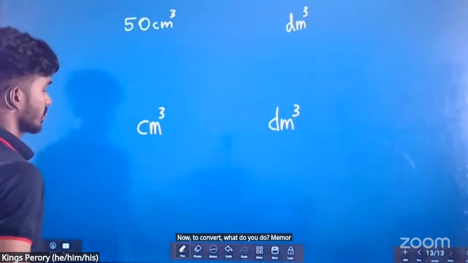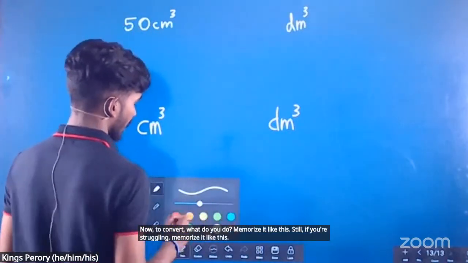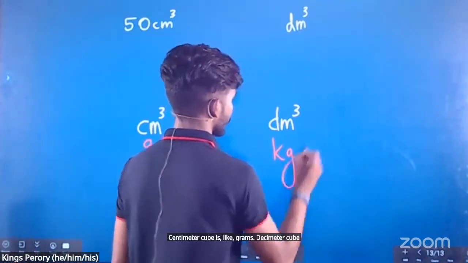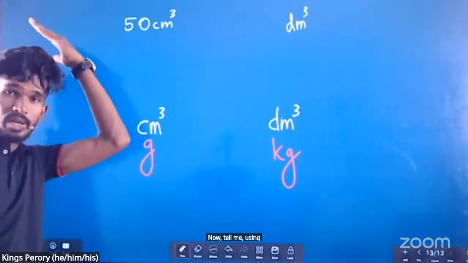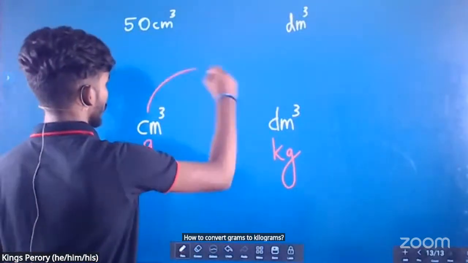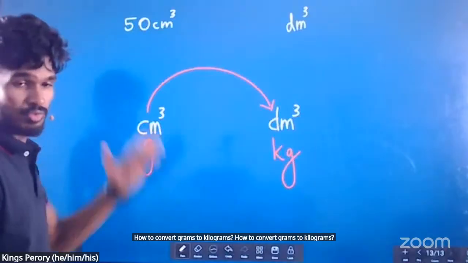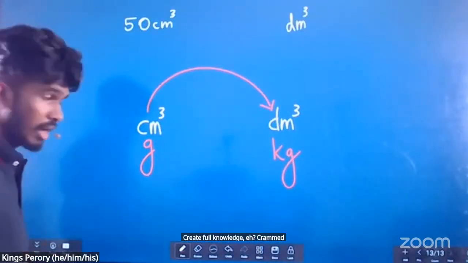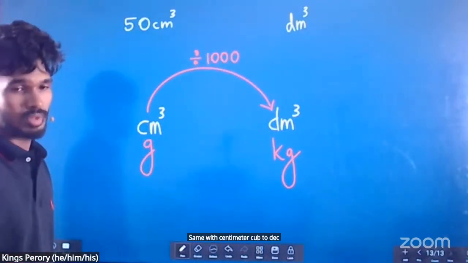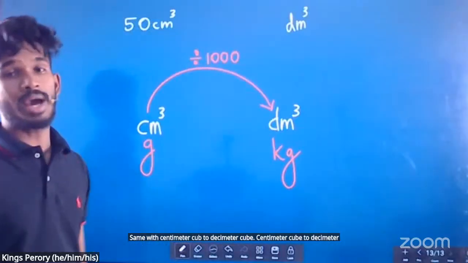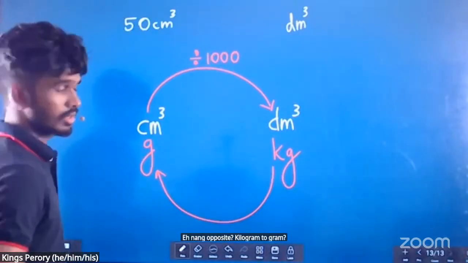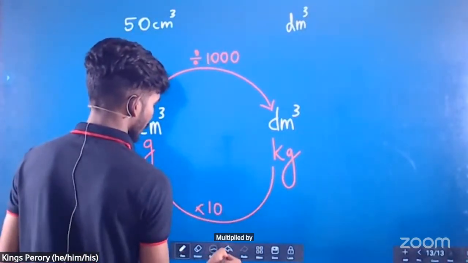Memorize it like this. Centimeter cube is like grams. Decimeter cube is like kilograms. Now tell me, using your grade 5, grade 4 knowledge, how to convert grams to kilograms? Divide by 1000. Same with centimeter cube to decimeter cube, you divide by 1000. The opposite: kilogram to gram, multiply by 1000. Those things, don't forget.